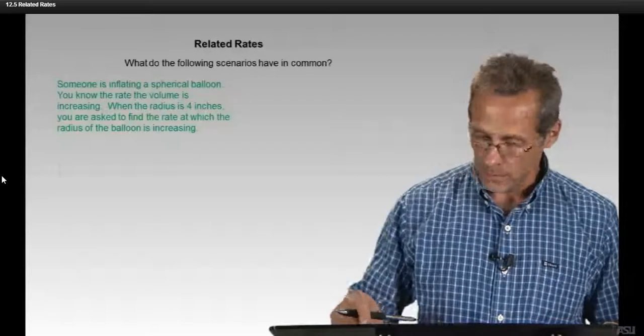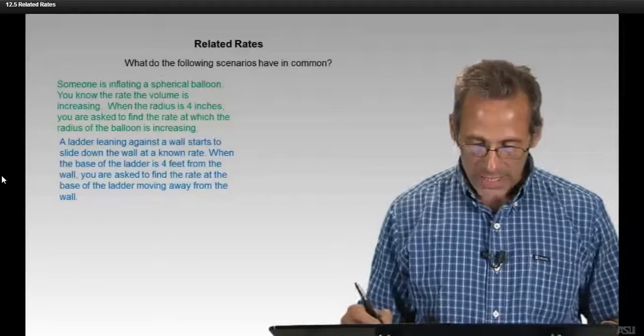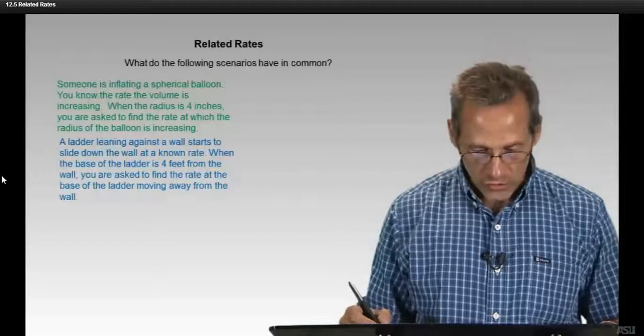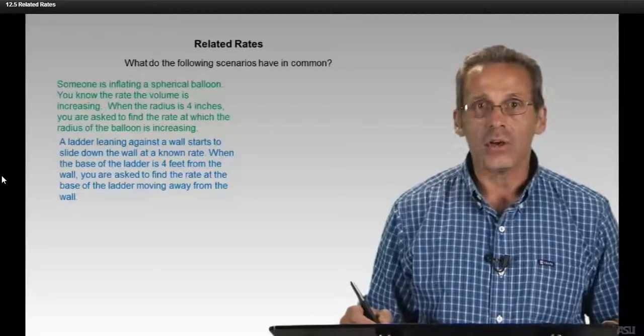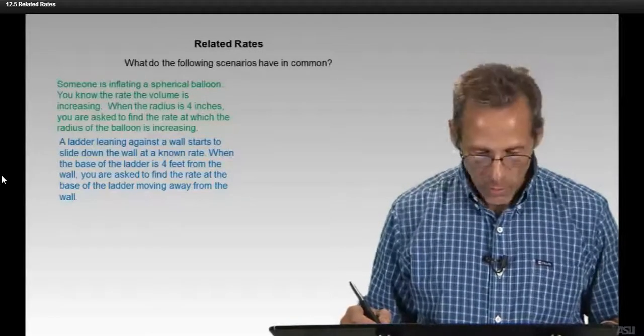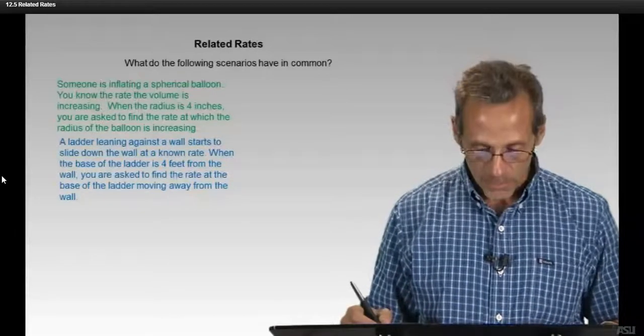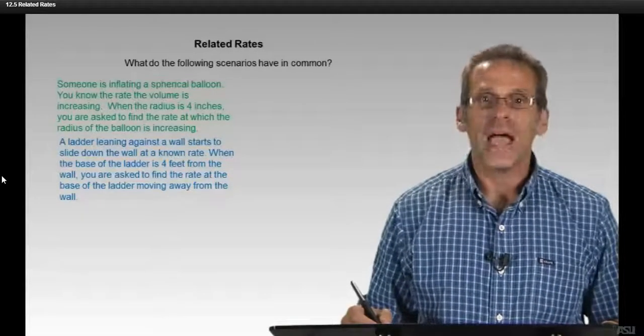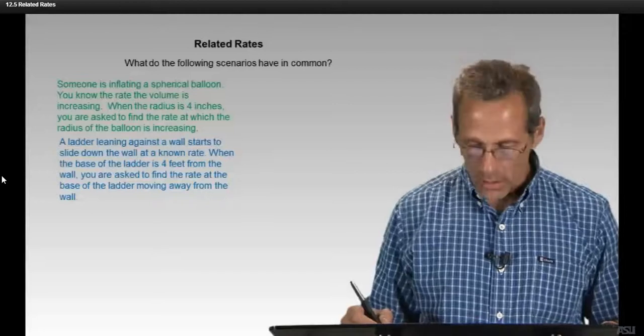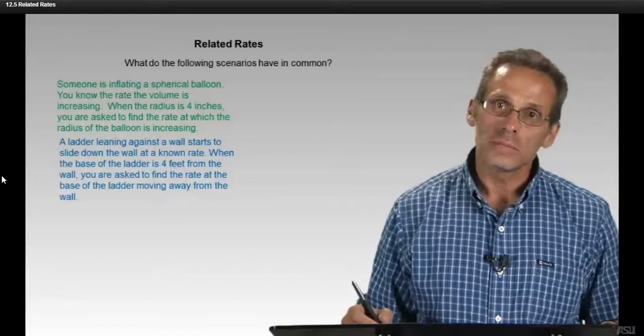Scenario 2. A ladder leaning up against the wall starts to slide down the wall at a known rate. When the base of the ladder is 4 feet from the wall, you are asked to find the rate at which the base of the ladder is moving away from the wall.